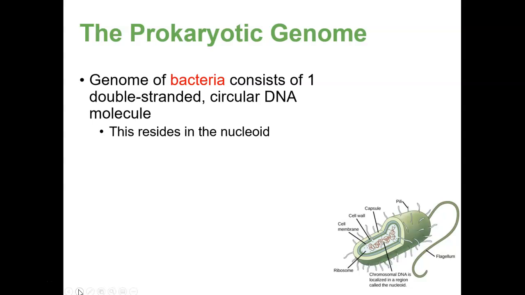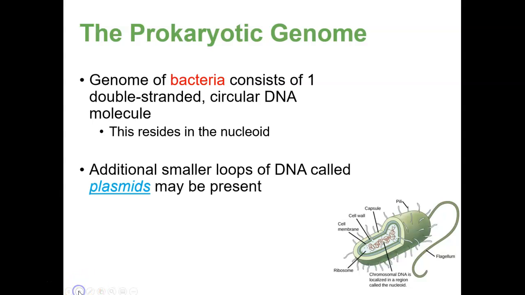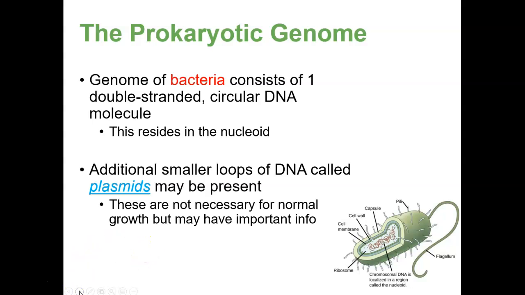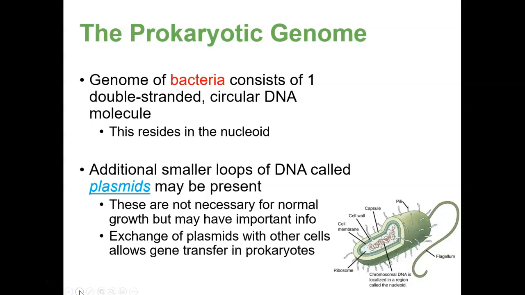And this resides not in a nucleus or a special container, but rather in a region of the bacteria called the nucleoid. So there's no membrane around this DNA. There may be additional smaller pieces of DNA that are called plasmids. These are also circular DNA. And they're not necessary for normal existence, but they may carry important information that can be exchanged between one bacteria and another. So they can swap these plasmids between each other.